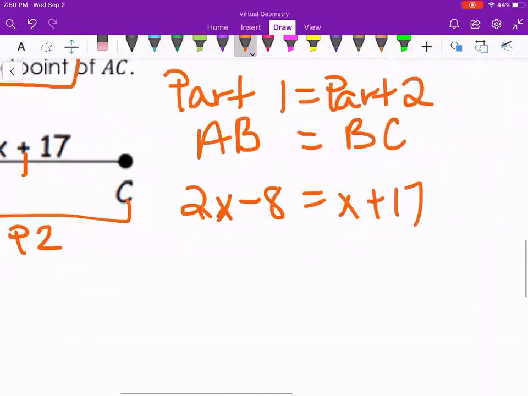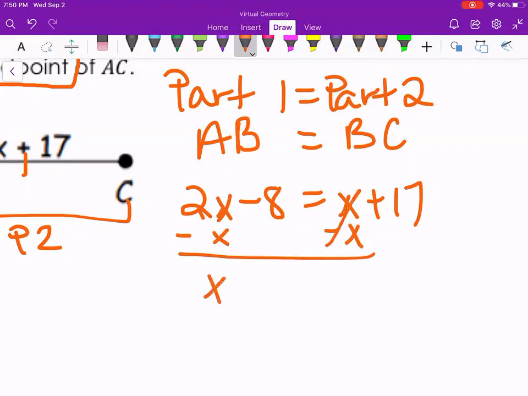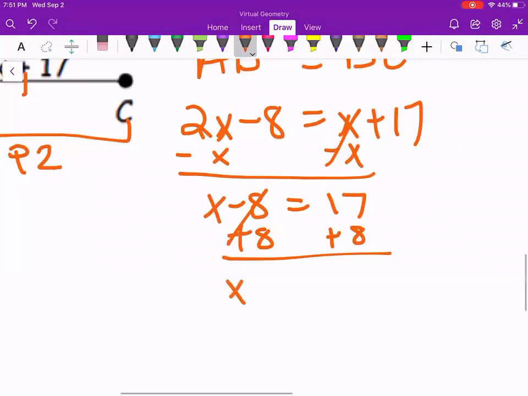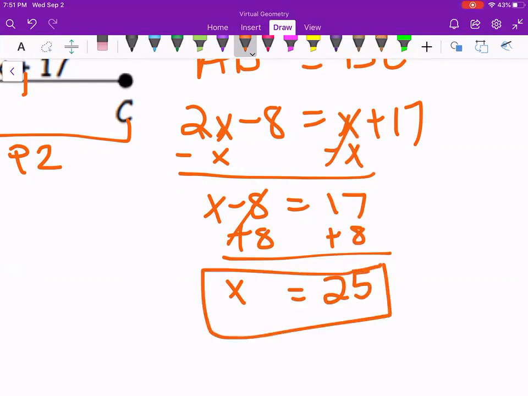All right, so just like earlier, you have letters on both sides. You have a 2x and a 1x. So I tell people cancel out the smaller variable first, which is your 1x. So minus that 1x from both sides. So x minus 8 is equal to 17. Add your 8 back. So my x is equal to 25. If we needed to find the different pieces, then I could plug that back in. But this question just wanted to know, find the value of x.